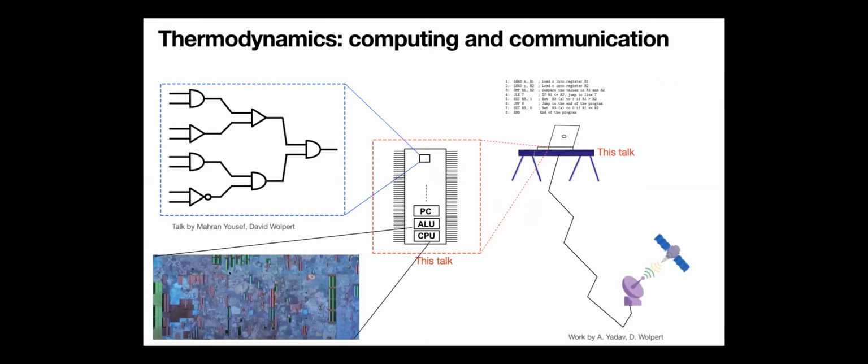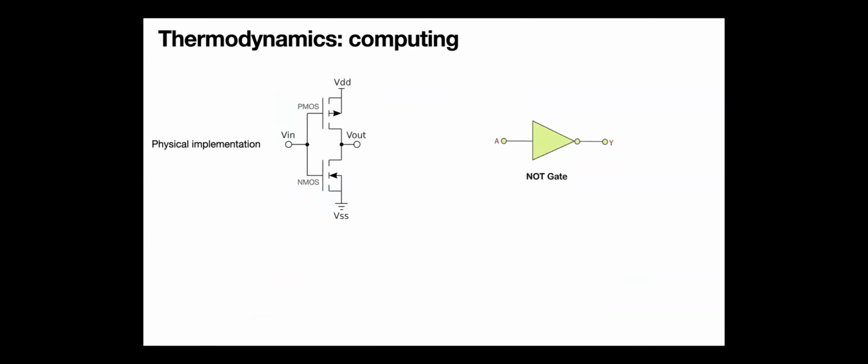This is a picture of a chip. This is actually a modern one. Also, communication is something you can look at. There is a very nice paper by Abhishek Yadav and David, I think it's on the arXiv already. And you saw the talk by Maran on logic circuitry. This talk is essentially something that bridges between the simplified version of the CPU and higher level programming languages.